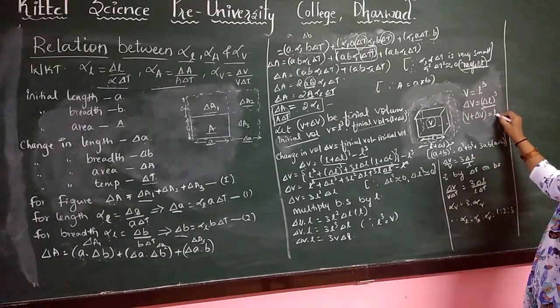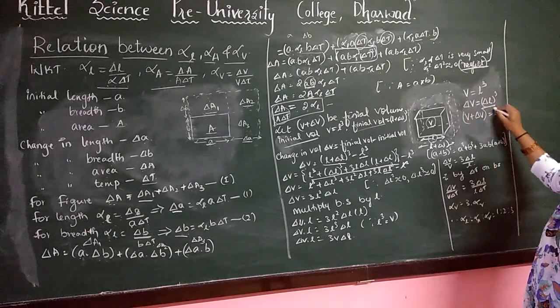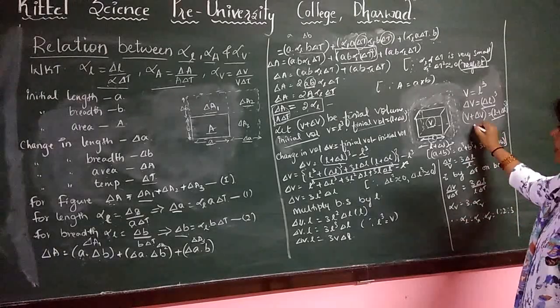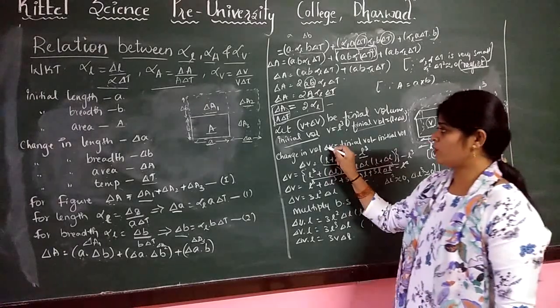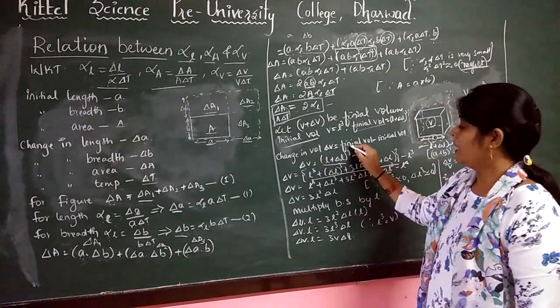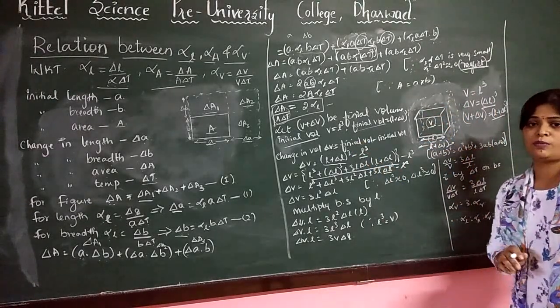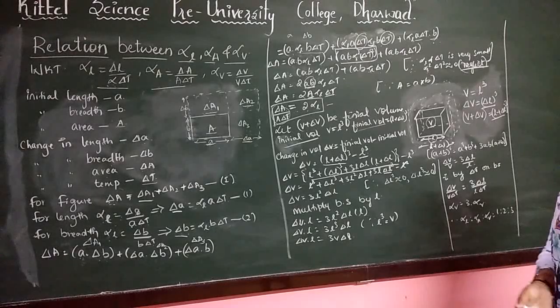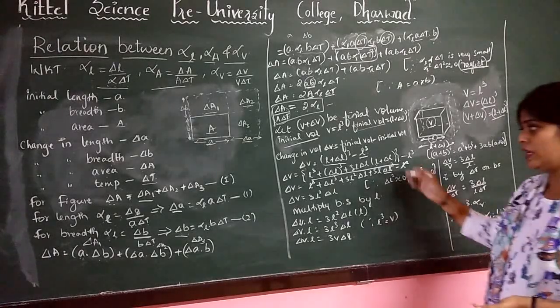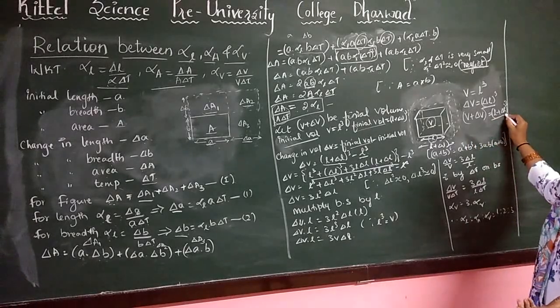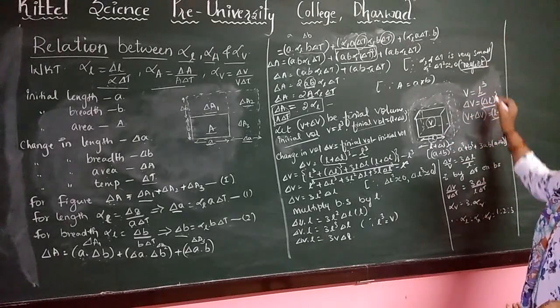So how can we write this? L plus delta L whole cube. Okay, this is the final volume. The change in volume is denoted as delta V. We can calculate how much the volume has expanded or changed by subtracting the initial volume from the final volume. The final volume is L plus delta L whole cube. The initial volume is L cube.